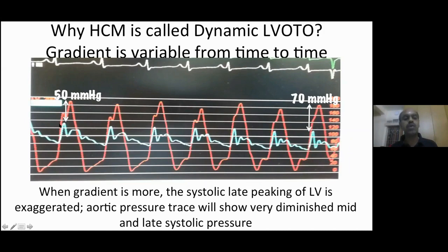Look at the wave. Spike followed by dome. The dome is quite tall. Spike followed by the dome. The dome is quite short. So this is what is called dynamic LVOT obstruction. It will change from minute to minute, second to second.